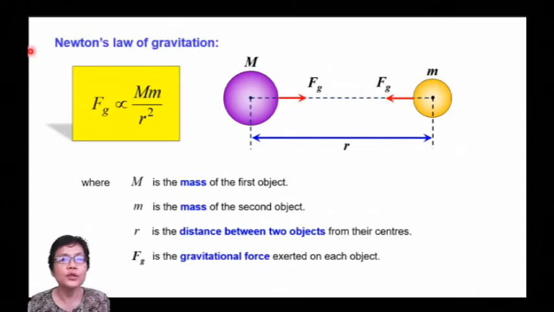Now, what is Newton's law of gravitation trying to tell us? It is trying to tell us that any two objects separated at a distance r apart will experience a gravitational force exerted on each of them. Second, the value of gravitational force depends on the masses of both the objects. Third, the separation distance between both objects will also influence the value of gravitational force.